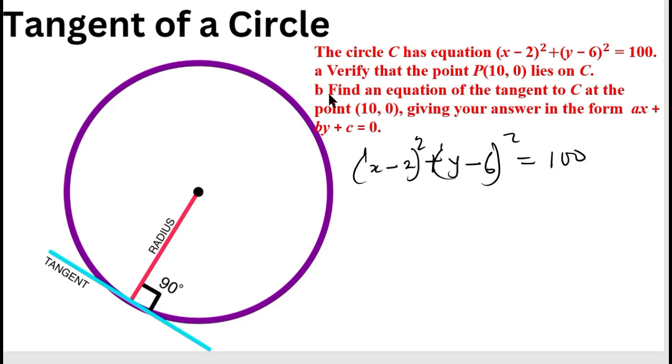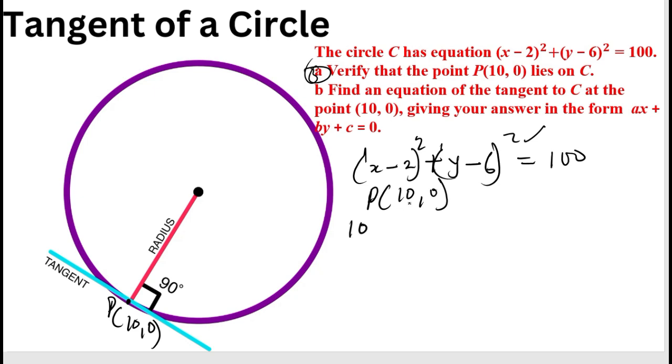Now, we should verify first. Question A says we should verify that the point P, which is at (10, 0), lies on C. For this point to lie on C, it must satisfy this equation.